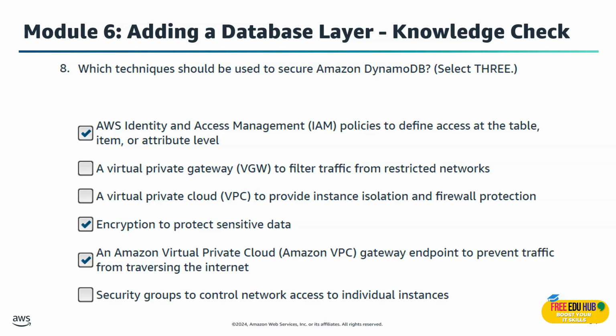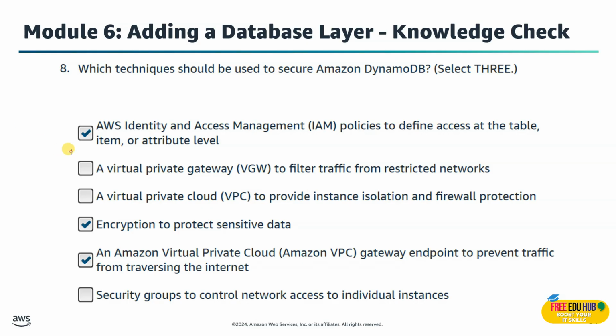Now, the other answer is encryption to protect the sensitive data. It uses encryption at rest and TLS in transit. And then the last option, which is the correct answer, is an Amazon Virtual Private Cloud VPC gateway endpoint to prevent traffic from traversing the internet. The reason is that gateway endpoints keep DynamoDB calls inside the AWS network when coming from the VPC. Now let's see the other answers.